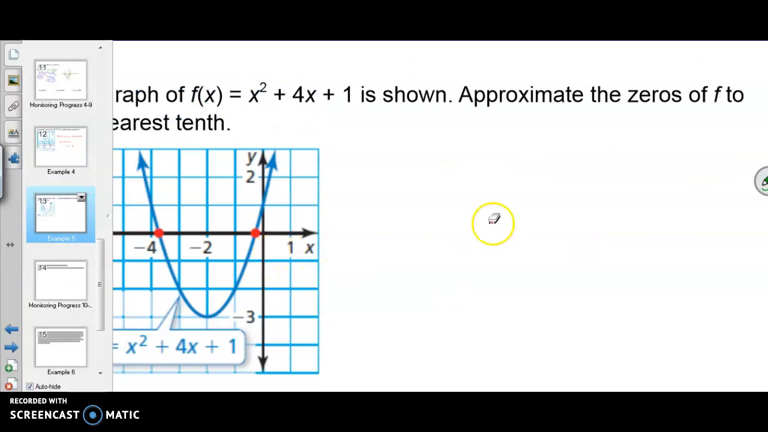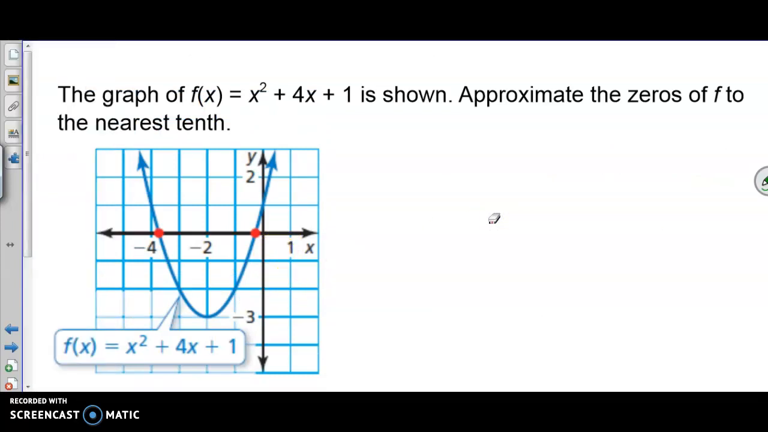And last but not the least, there are instances when the solutions are not exact. So when does that happen? It happens when the quadratic equation, the original equation, is not factorable. So you can't factor x squared plus 4x plus 1. So how are we going to find the zeros or the solutions? We're just going to give approximate solutions. So we're going to approximate what the possible zeros are.